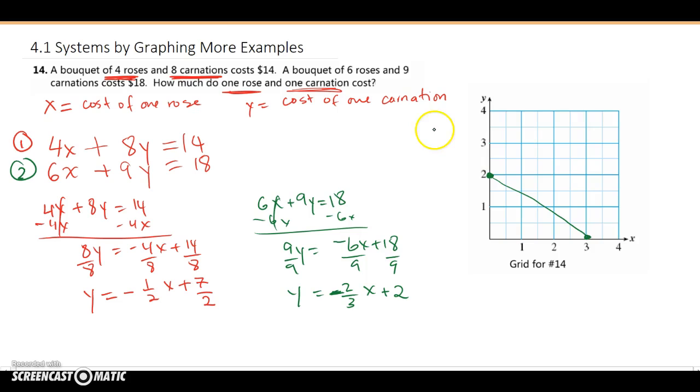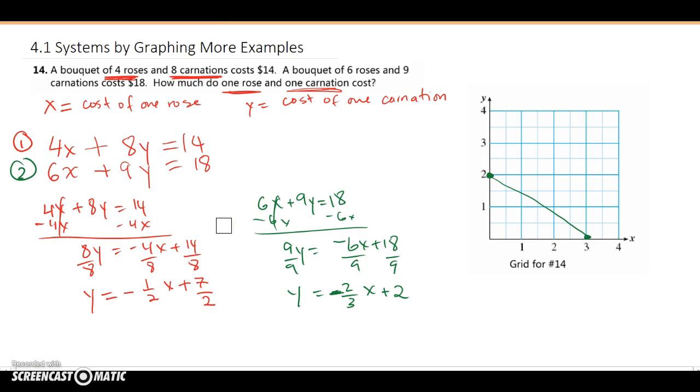The line would extend up and down, however, I'm dealing with the context of this problem, I'm dealing with positives, it looks like, because I can't have negative dollars and I can't have a negative number of roses or carnations. So I'm just going to put it in quadrant 1 only. Let's go graph the first one.